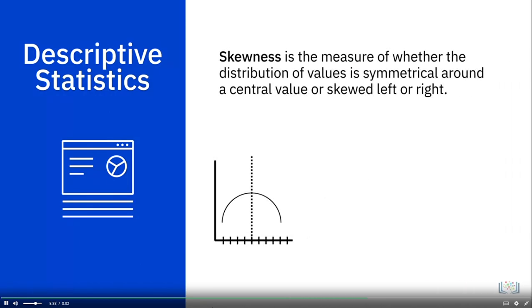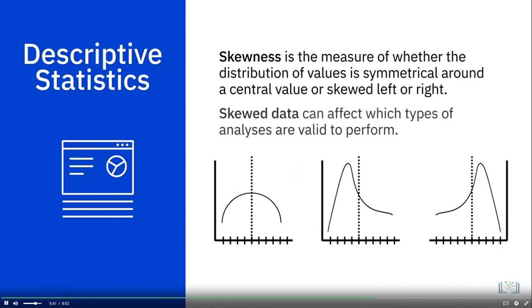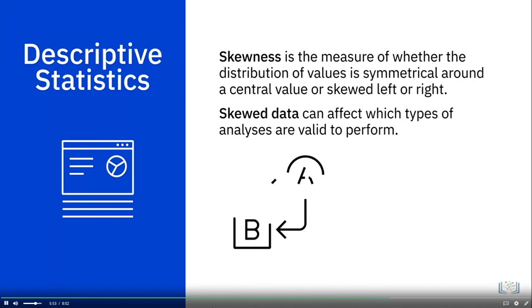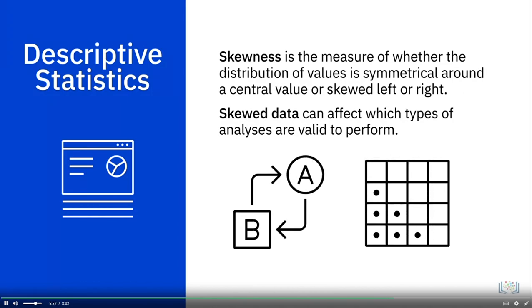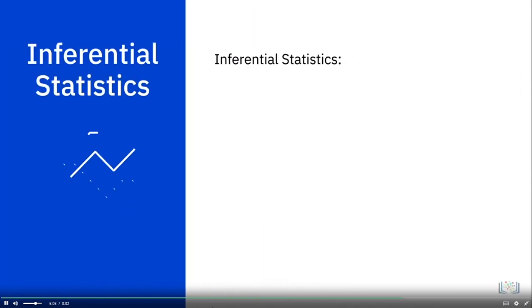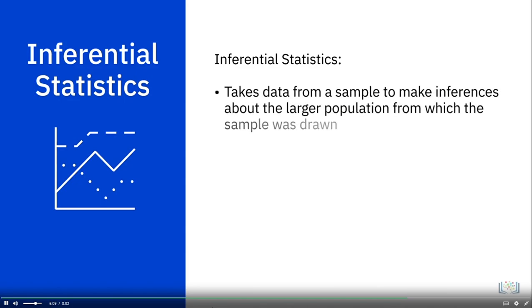Skewness is the measure of whether the distribution of values is symmetrical around a central value or skewed left or right. Skewed data can affect which types of analyses are valid to perform. These are some of the basic and most commonly used descriptive statistic tools, but there are other tools as well, for example, using correlation and scatter plots to assess the relationships of paired data. The second type of statistical analysis is inferential statistics. Inferential statistics takes data from a sample to make inferences about the larger population from which the sample was drawn.